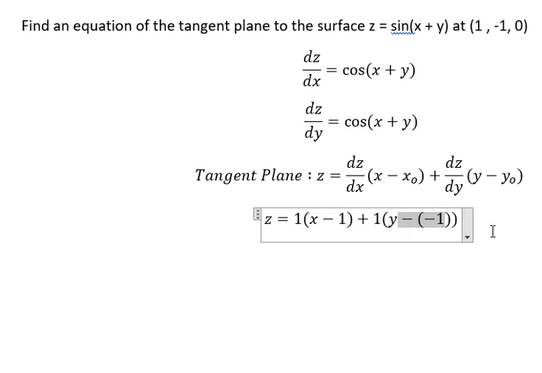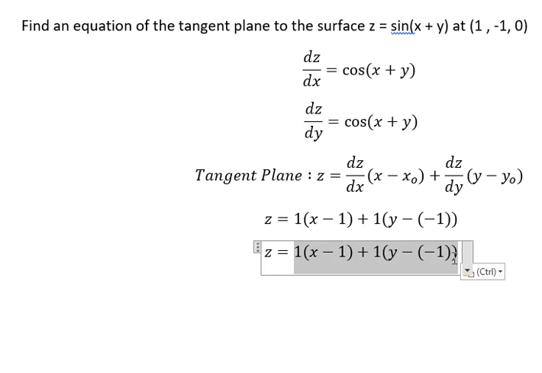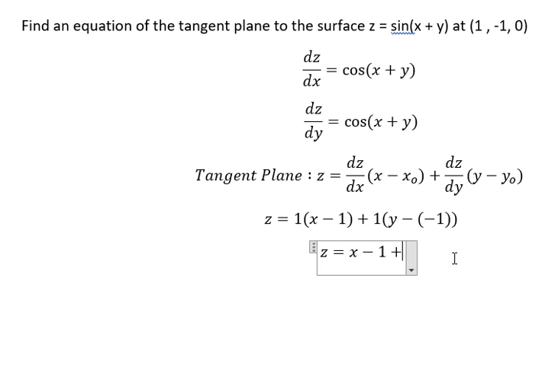So we need to simplify. And we have it like this.